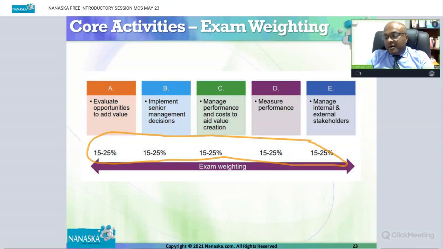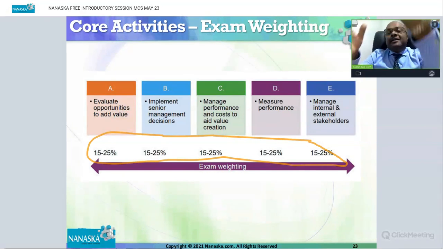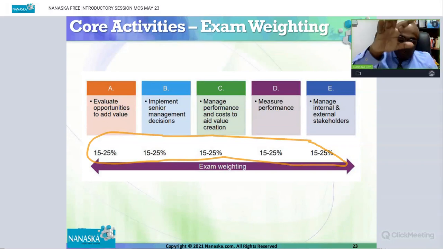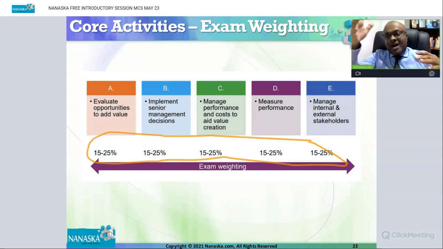Which means what? Which means the examiner will select some of the co-activities for 15% of the marks, some for 20% or 18% of the marks, and some for 25% or 22% of the marks.